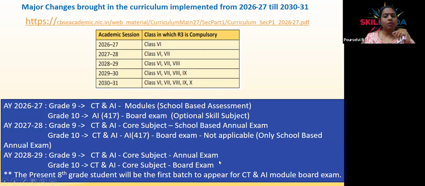At that time, they will be appearing for the board exam in this subject, CT and AI. So, note it down, 2028 to 29 is the first year where the CT and AI board examination will be conducted. Is that clear? So, the present 8th grade students, those who are studying in 8th grade this year, will be the first batch to appear for the CT and AI module board exam. Hope I'm very clear.